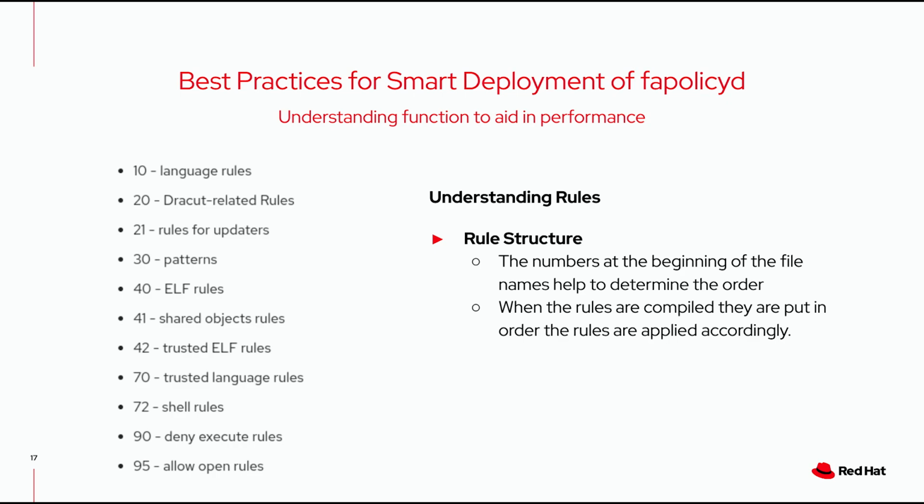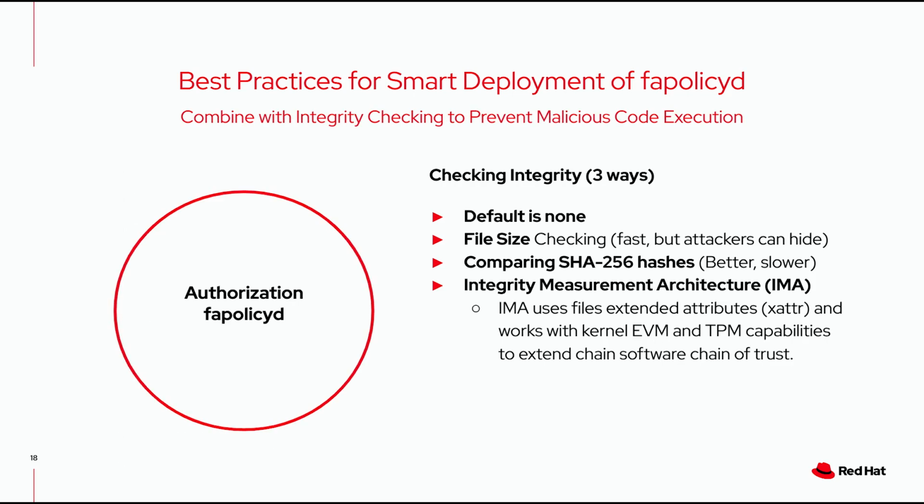If you are building for your environment, most of your custom rule sets for your applications will go in the 20s range. So the numbers at the beginning help to determine the order of application, and the order can matter, so you want to make sure that it's opening it up correctly and then specifically closing things that shouldn't happen. And then when the rules are compiled, they're put in order by those numbers, and those rules are applied accordingly. That is the bare minimum of what you should be doing with Fapolicyd. But I would also recommend adding in some integrity checks. How do you know if an attacker has gone in and modified your libraries?